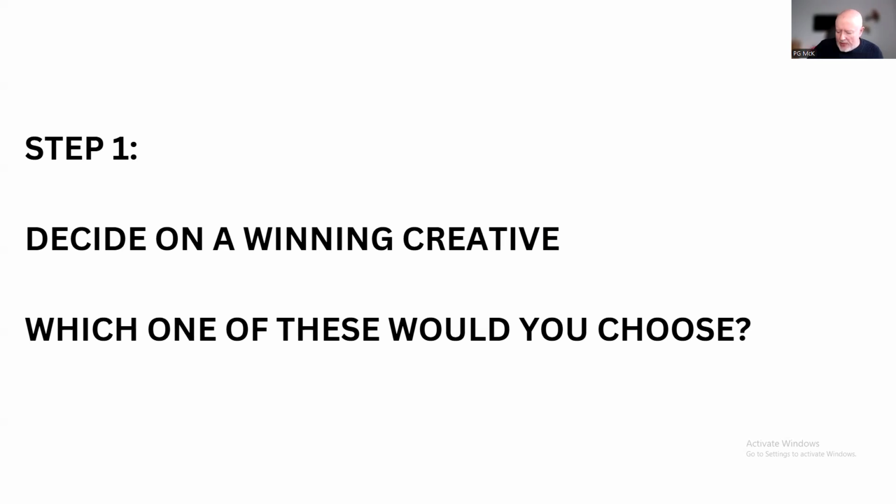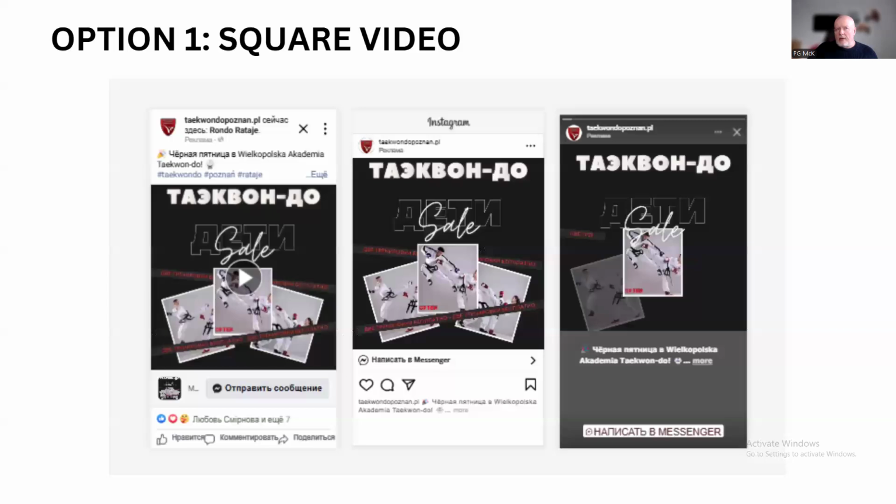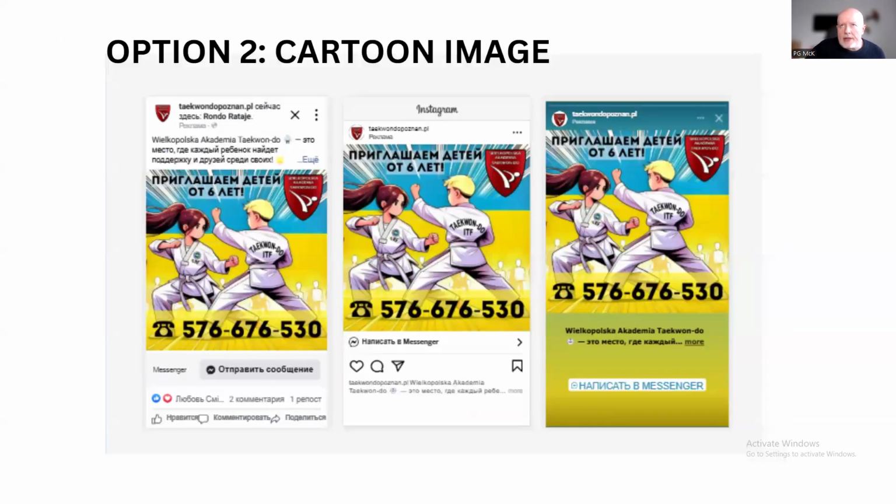So let's have a look through some of these creatives. And what I want you to do, in the live training with Aquila, is tell me which one of these you would choose, okay? Which one is going to be the winning creative? Is it going to be this one? This is a square video there where he's introducing a sale, you click on it, and then you get these details. Is it going to be this cartoon image, a square image?